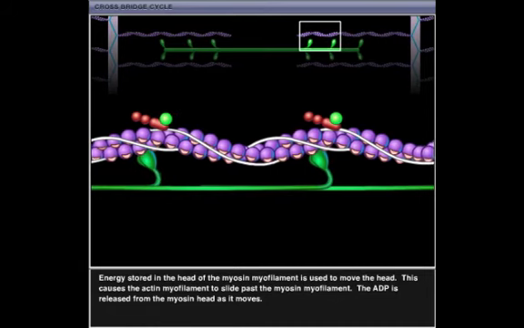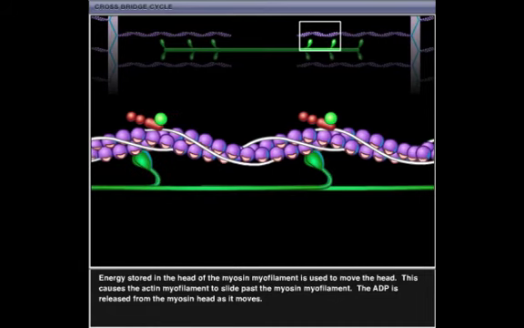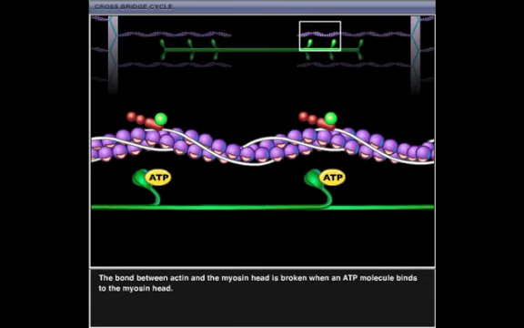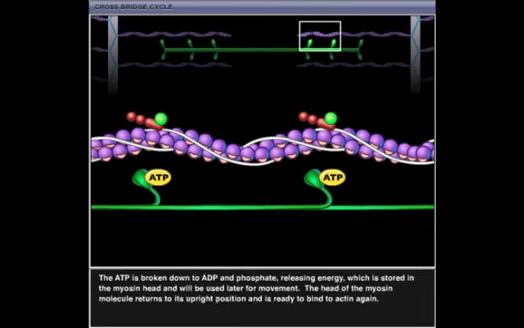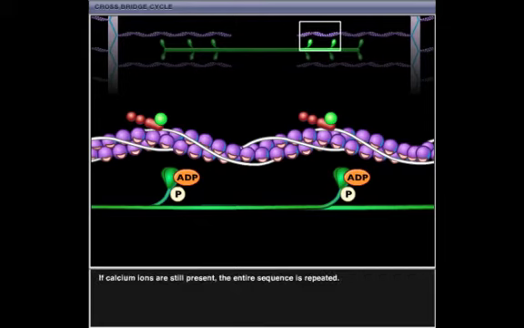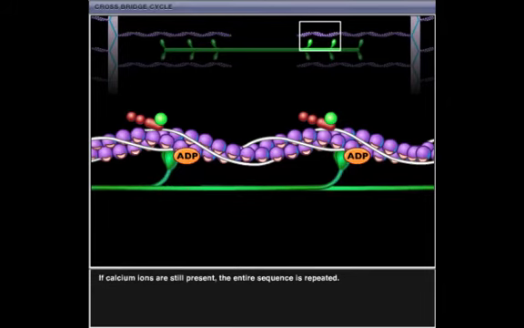This causes the actin myofilament to slide past the myosin myofilament. The ADP is released from the myosin head as it moves. The bond between actin and the myosin head is broken when an ATP molecule binds to the myosin head. The ATP is broken down to ADP and phosphate, releasing energy, which is stored in the myosin head and will be used later for movement. The head of the myosin molecule returns to its upright position and is ready to bind to actin again. If calcium ions are still present, the entire sequence is repeated.